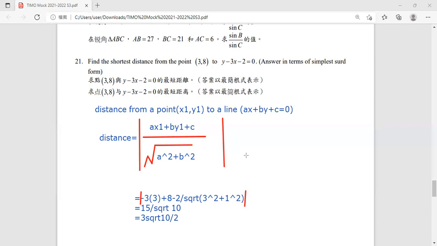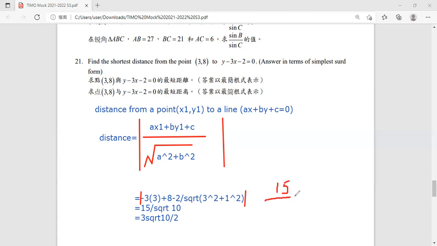Any questions here? No, 3 square root 10. Okay. Maybe if you don't get confused, I will submit this one.